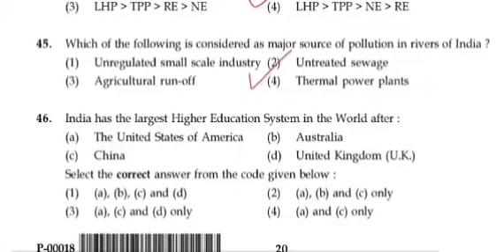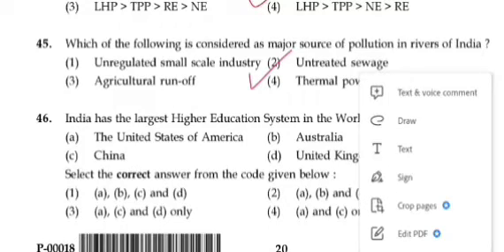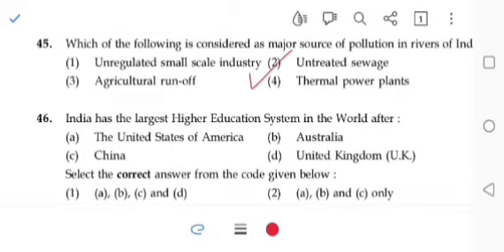46, India has the largest higher education system in the world after which country? The United States of America, Australia, China, United Kingdom. ABCD, ABC, ACD. So it will be number 4, after the United States of America and China.